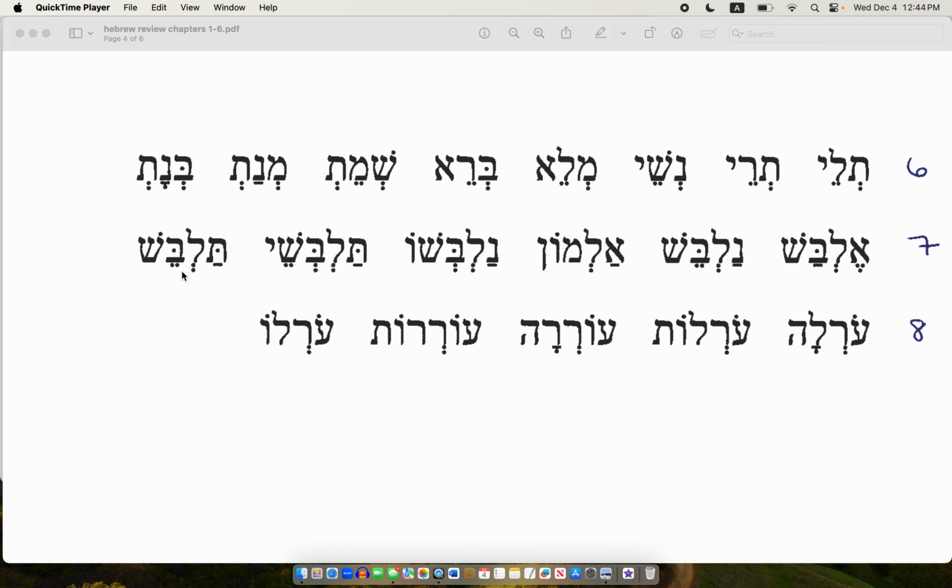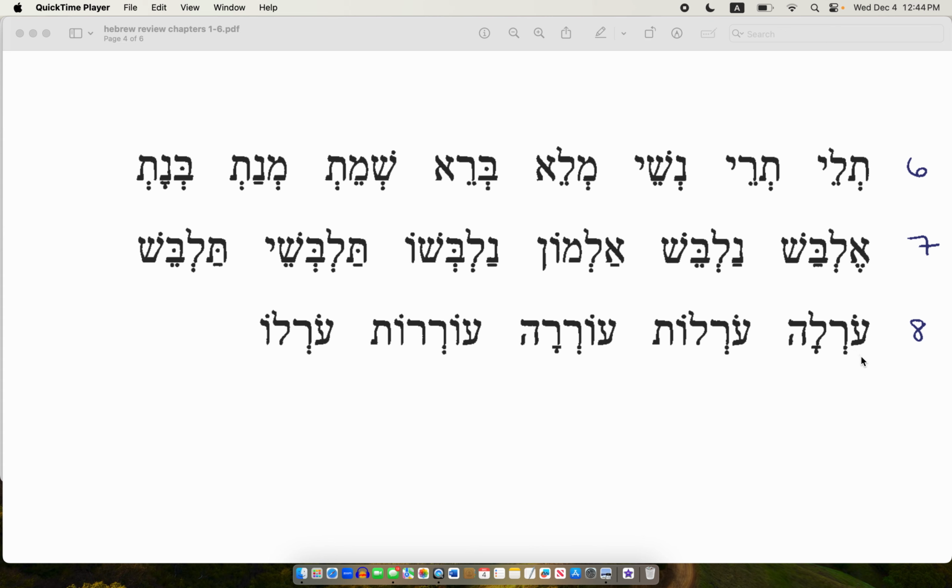And then one schwa vowel sound on its own, no matching letter before it. It's going to be silent. We're just going to close to the consonant of the lamid. Tal besh. Line 8, 2 more examples of when the schwa vowel sound is alone, no matching letter before it. So we're just going to close to the consonant of these reishes in our case.